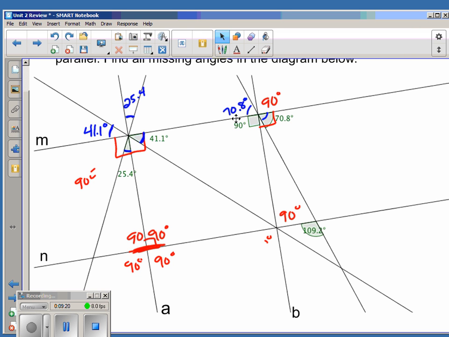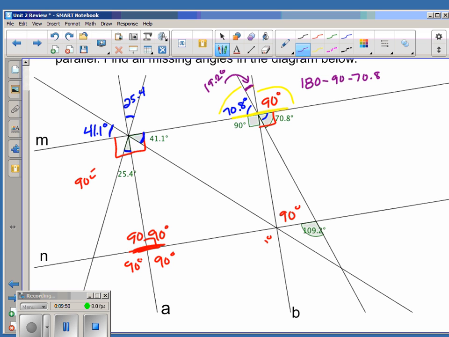I'm going to go up here because you guys like to look for linear pairs. These three angles all lie on a line. So the 90, the one we don't know, and the 70.8. So I'm going to do 180 minus 90 minus 70.8 and get that little guy in the middle here, this little one. Okay. So 180 minus 90 minus 70.8 gives me 19.2. So this little guy right here is 19.2.